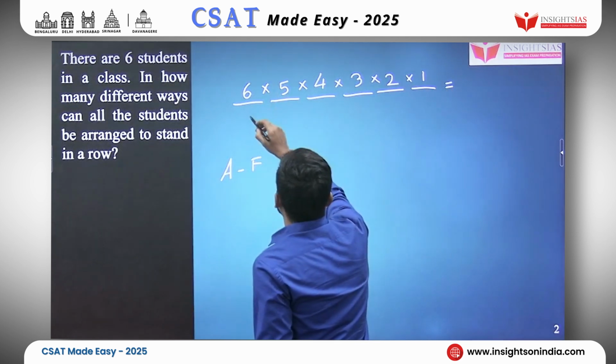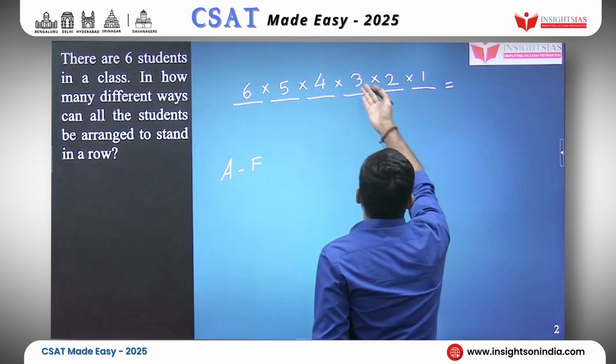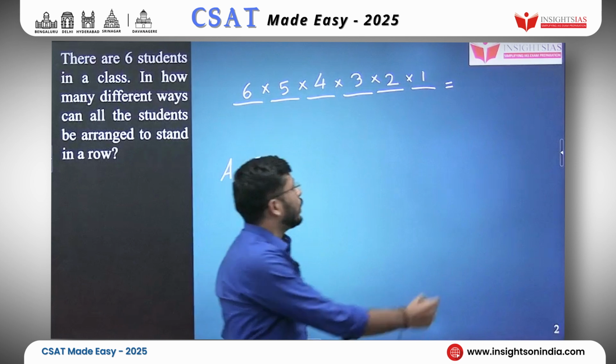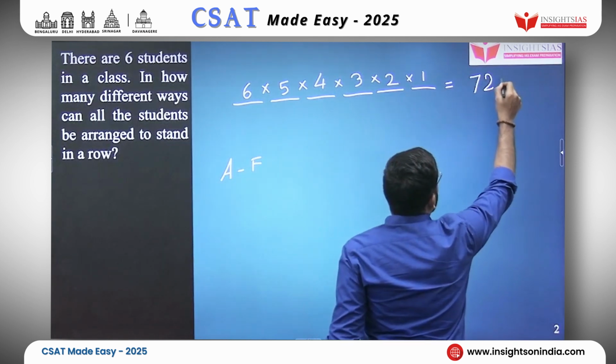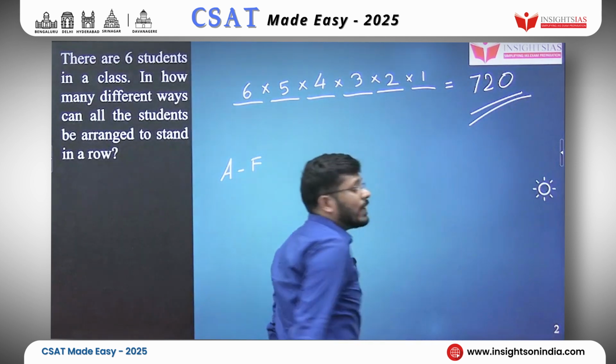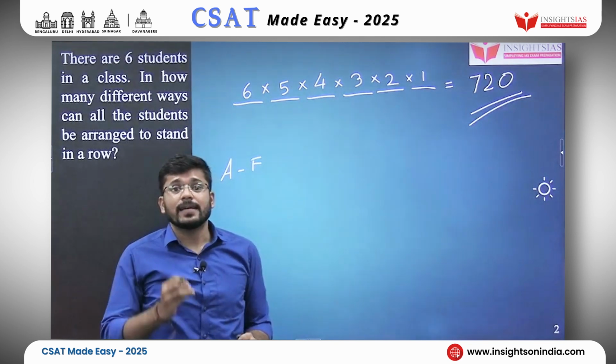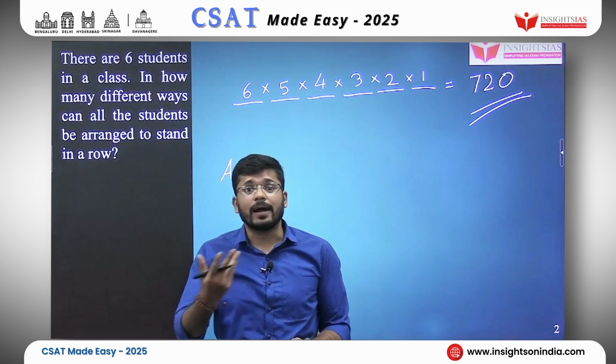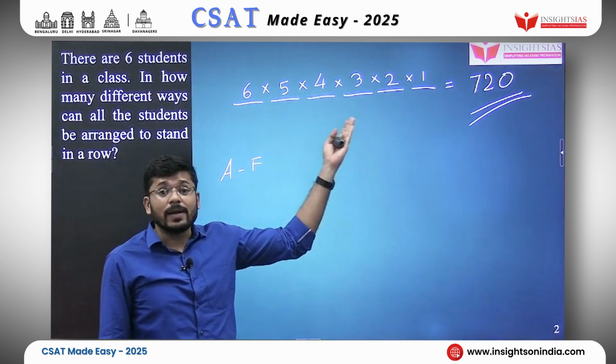6 into 5, 30, 30 into 4, 120, 120 into 3, 360, 360 into 2, 720. So there are 720 different ways in which 6 students can be made to stand in a row. I already told you there are hundreds of ways. How many ways? 720 ways.